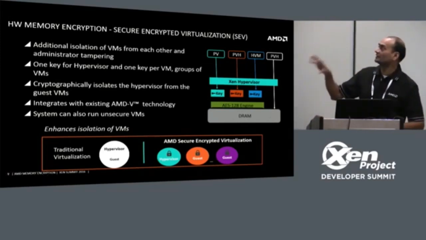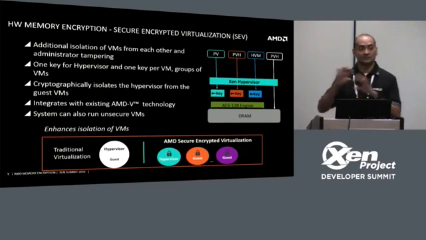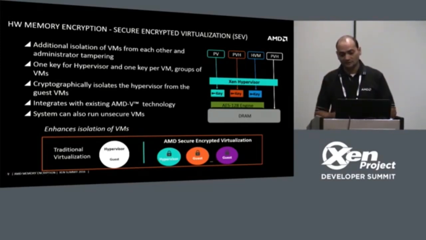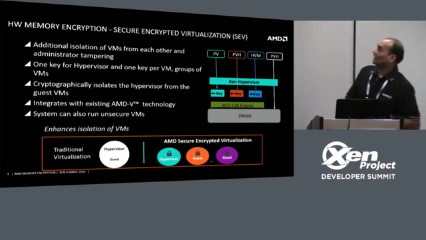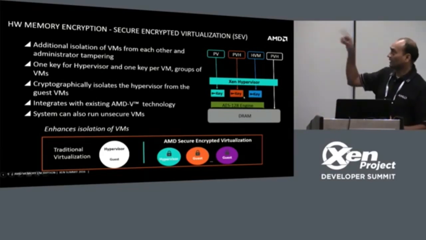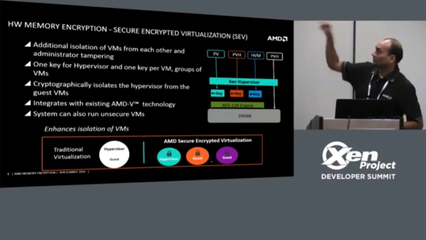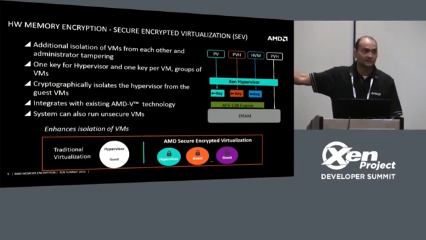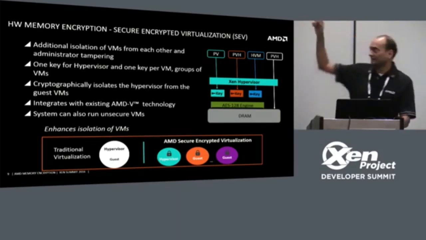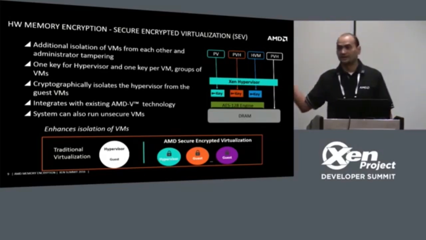The idea behind this is that the hypervisor is isolating these VMs, and SEV adds extra isolation, a cryptographic isolation from each other. So if somehow one of the guests breaks into the hypervisor and tries to access another guest's memory, he will not be able to do that, because that guest's memory is encrypted with a different key.